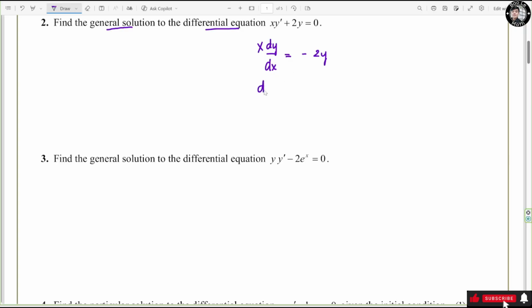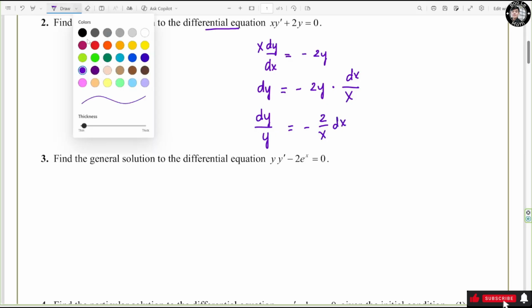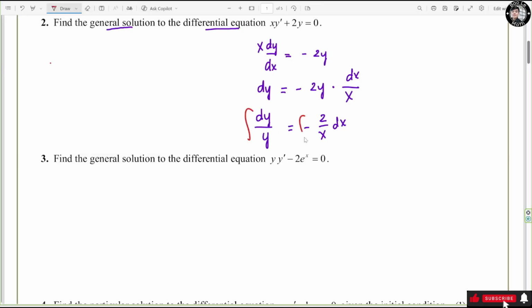So this turns out to be dy equals negative 2y times dx over x. Then divide both sides by y, so it becomes dy over y equals negative 2 over x dx. Now you're going to integrate both sides. This turns out to be ln absolute value of y equals negative 2 ln absolute value of x plus c.